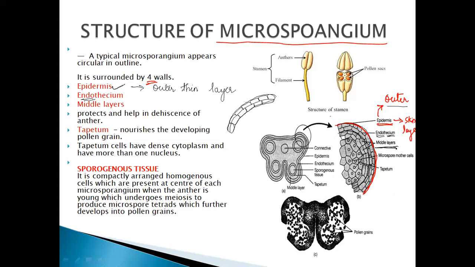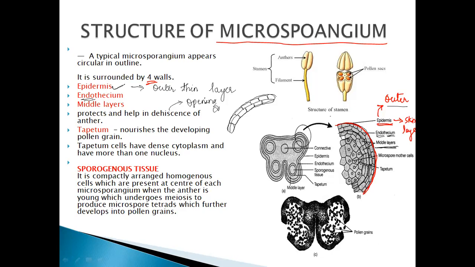What does the middle layer do? It protects the developing pollen grains and also helps in the dehiscence of the anther. Now, what do you mean by dehiscence? Dehiscence is nothing but the opening of the anther. Students, you will ask me, ma'am, why do you say that?